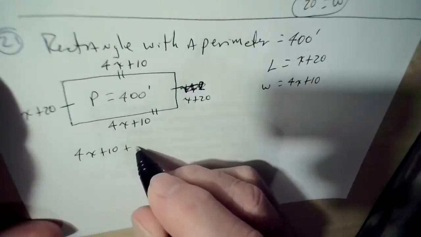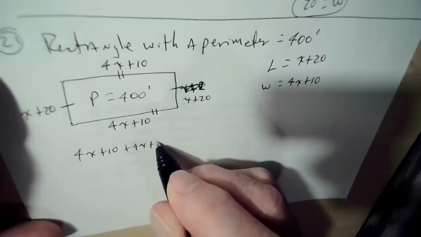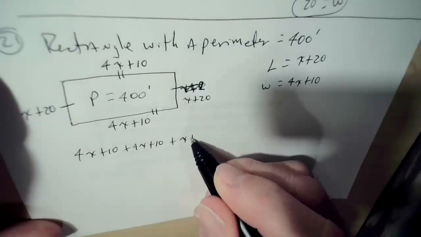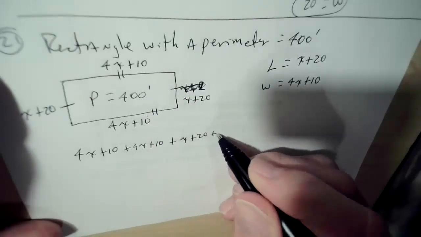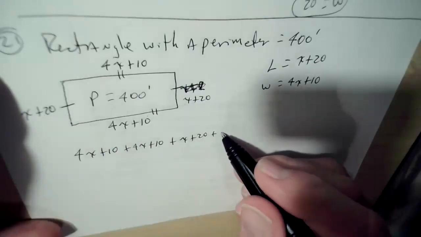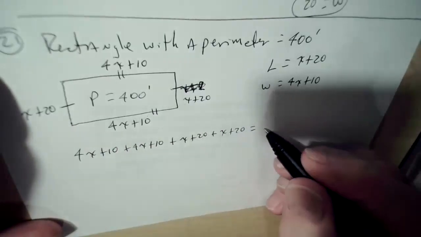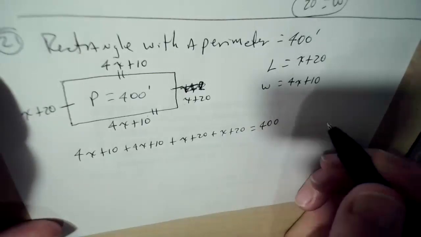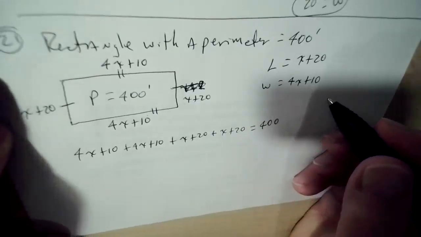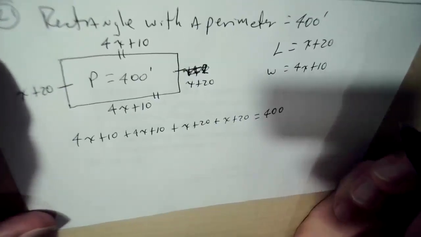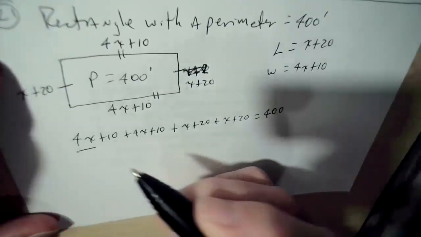Now we add them all up. We have 4x plus 10 plus 4x plus 10, that one and that one, plus x plus 20 plus that one, x plus 20. All of that will add up to 400.